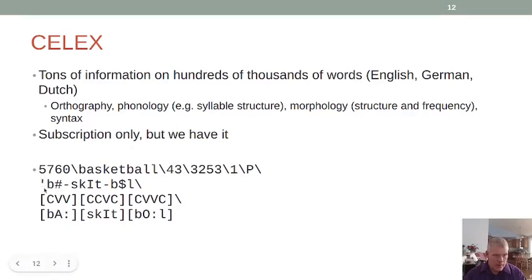You can see that they have this representation in phonology. And then they have a syllable structure: a consonant and a long vowel, ba, and then sk, it. So consonant, consonant, vowel, consonant, sk, it, right? And then ball back there as well.